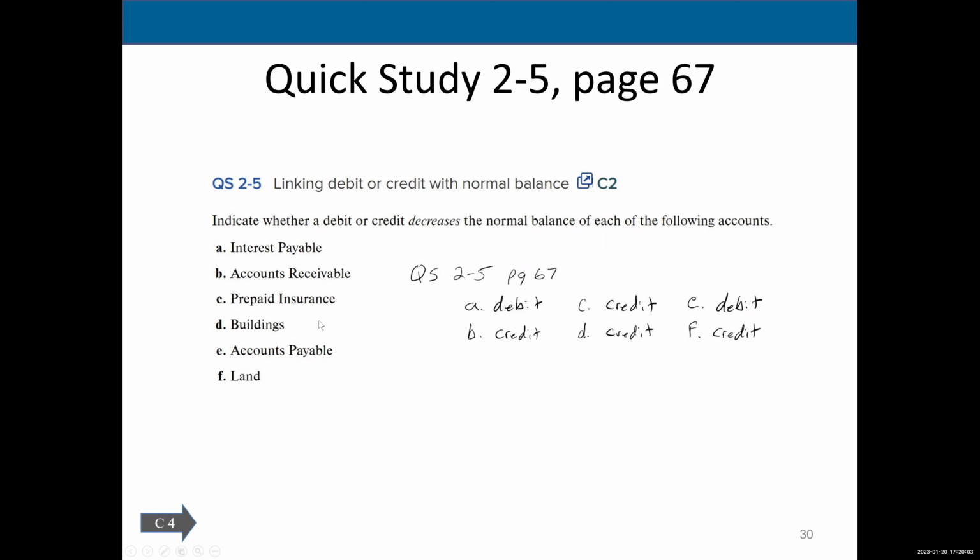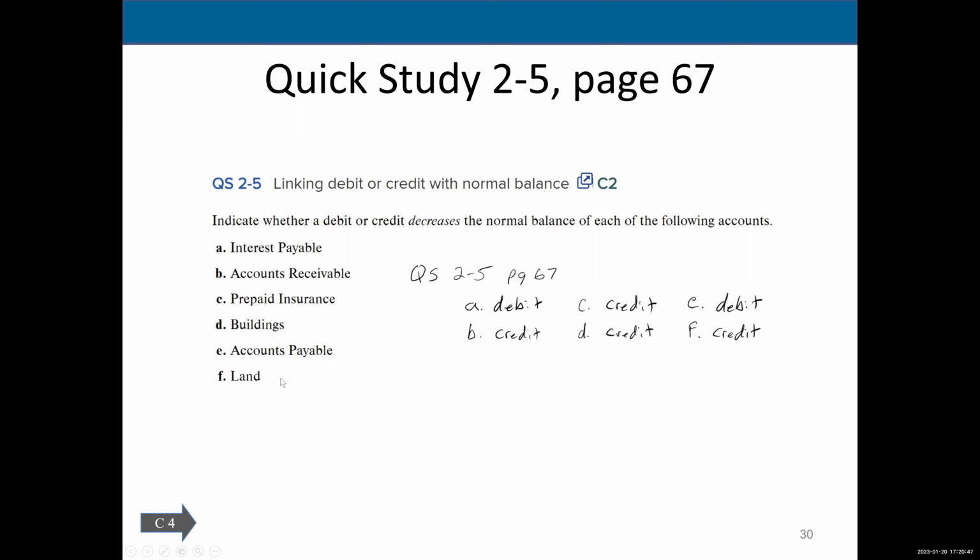D, buildings. Okay, buildings, we own the building, so it's an asset. We increase assets with a debit. If we increase the building with a debit, we must decrease with a credit. D is credit. E, accounts payable. Okay, you hear the word payable, you know it's a liability. Okay, is the liability part of AID? No. So it increases with the credit. So it decreases with a debit. There it is.